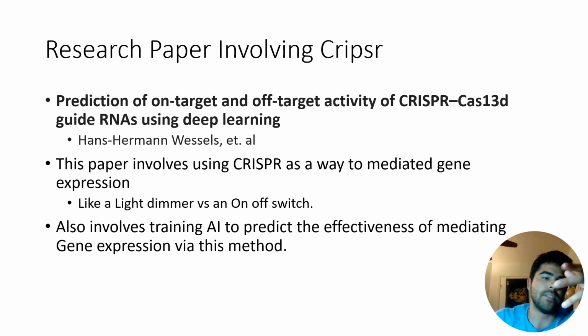So yeah, the idea behind this paper is that if we could train an AI to predict how effective a certain guide RNA will be at guiding Cas13 to the RNA targets that it wants to degrade, we can predict how much will turn that dimmer switch up or down, which obviously is very important because you don't want to put in a guide RNA that's going to be 100% effective and completely disintegrate all the RNA, because then you're not going to have any protein, right? We only want to turn down 50%, for example.